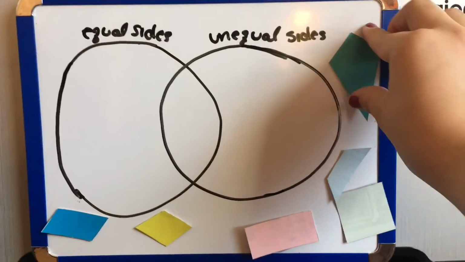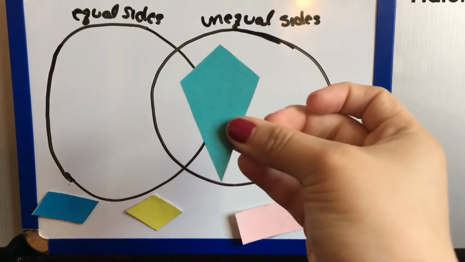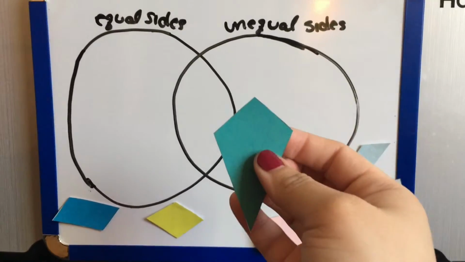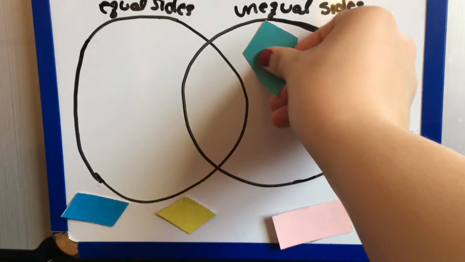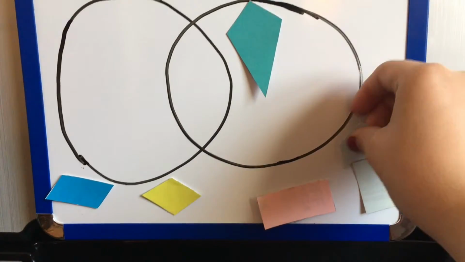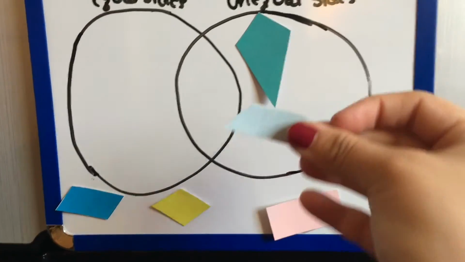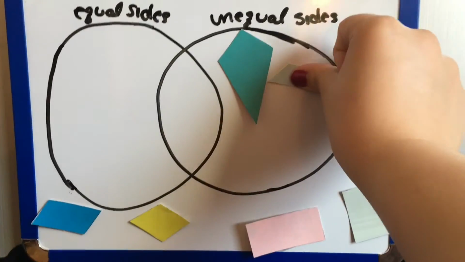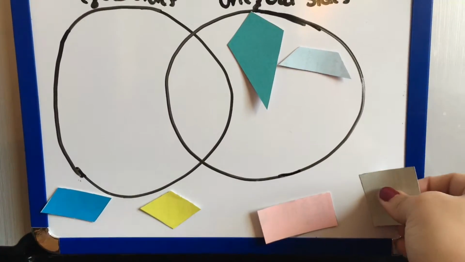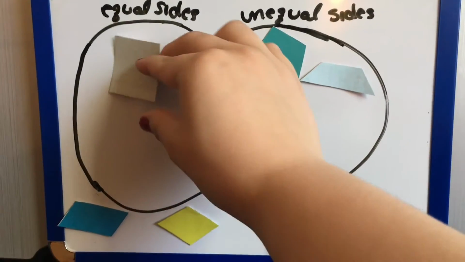So if we look at shapes like this kite, we can already notice that the sides are not the same. So we're going to go ahead and put that in the unequal. If we use this trapezoid, we can also notice that it's not equal sides. So we can go ahead and put that there. If we move to the square, we can notice that they have all equal sides. So we're going to move that to the equal sides.